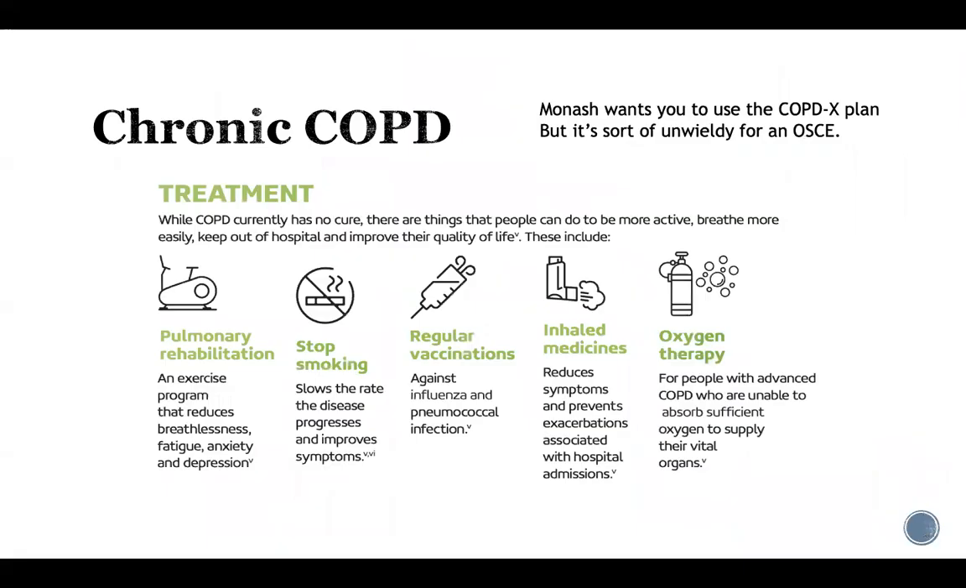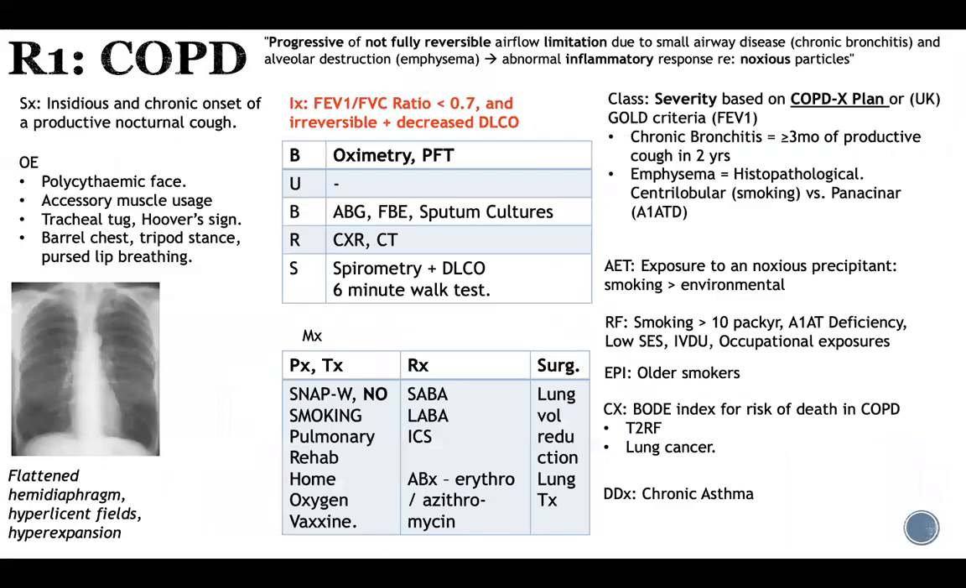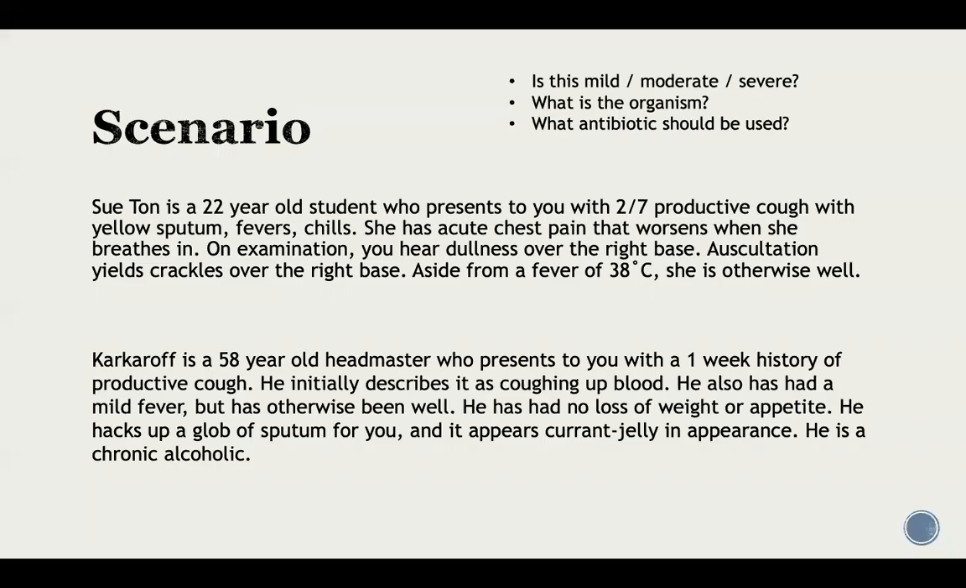And if they're short of breath at rest, yeah, you can start them on theophylline, advanced care directive, because you're going to palliate them soon, and home oxygen. So treatment of COPD is just these 5 things. They want you to use the COPD X plan, but it's very unwieldy for an OSCE. And that is a summary of COPD.